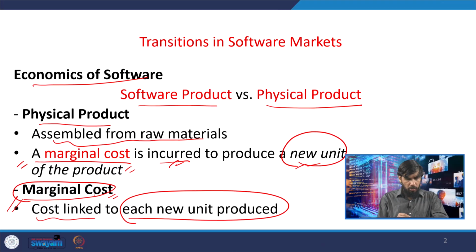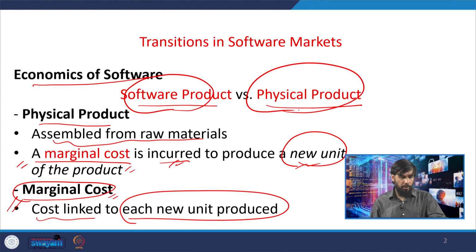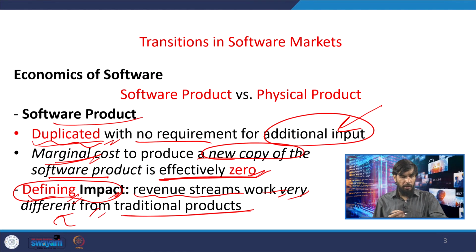Now before we end, we'll do a quick recap of what we discussed in this session. So I'll go back, right. We talked about the economics of software. We understood how software products are different from physical products, right. Physical products need to be assembled or manufactured, with raw material involved. We understood the marginal cost, that marginal cost is incurred for any new unit in the case of a physical product, while in the case of a software product, that is not the case.